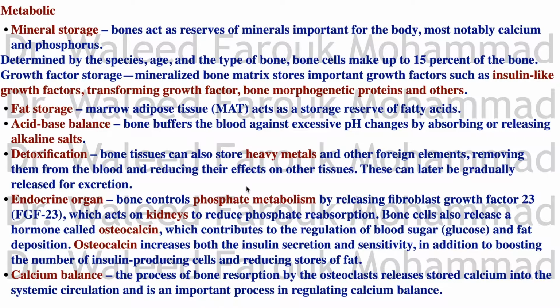The process of bone resorption by the osteoclasts releases stored calcium into the systemic circulation, and it's an important process in regulating calcium balance. It's under the control of the parathyroid hormone and the calcitonin, secreted by the parathyroid gland and the thyroid gland respectively.